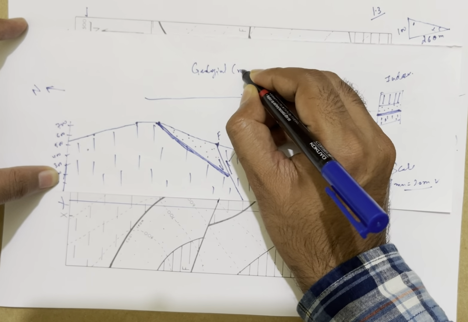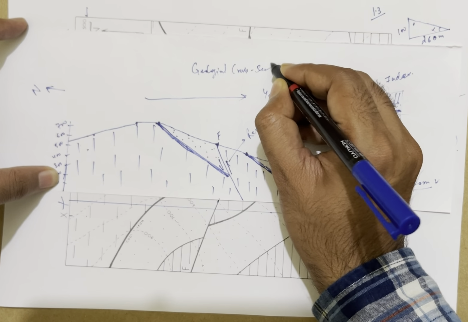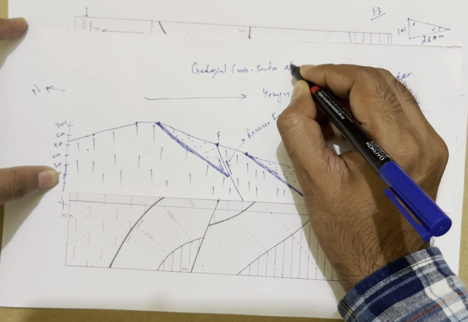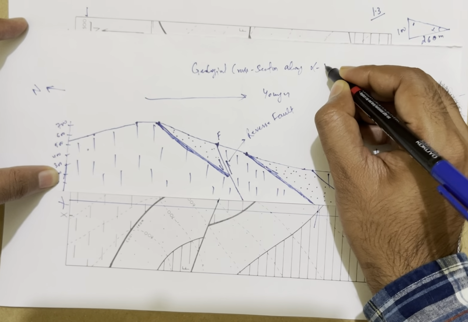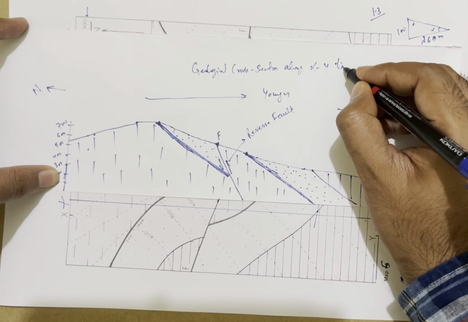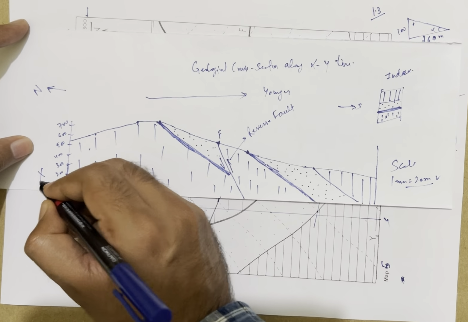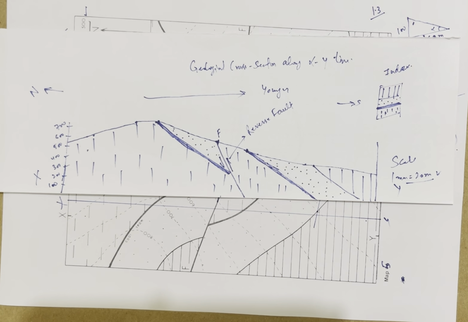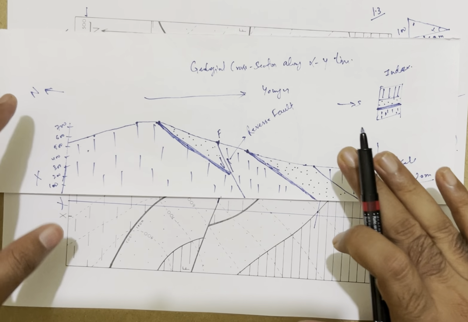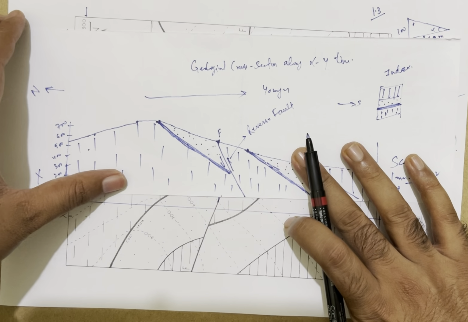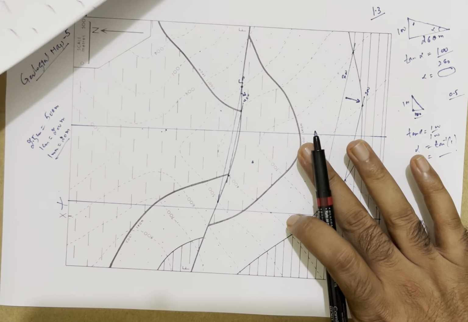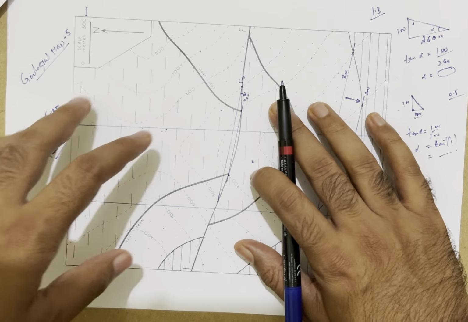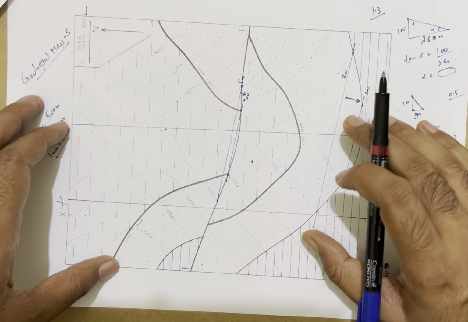Geological cross section along XY line. This is our X, this is our Y. So in this way we are able to interpret that. Now this is also a cross section. Now I will remove this and I will try to explain from this map how we can interpret.